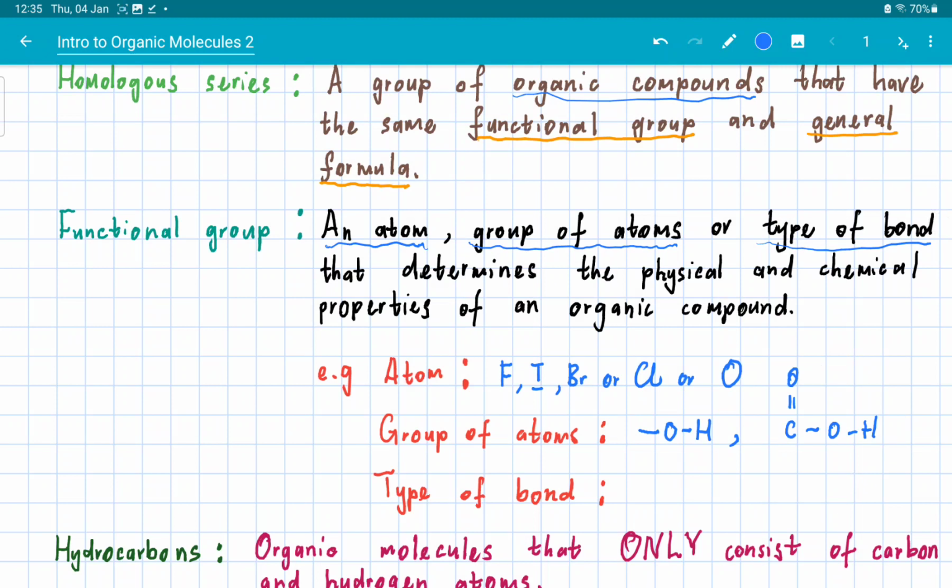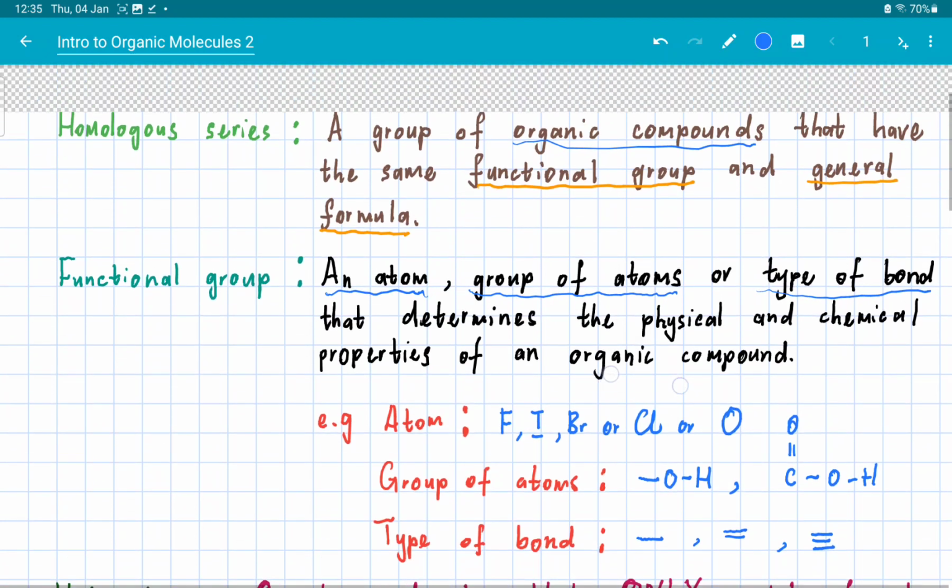And then if it's a type of bond, it will be a single bond between carbon atoms, or a double bond between carbon atoms, or a triple bond between carbon atoms. It's going to change the physical and chemical properties of that molecule, that is color, boiling point, vapor pressure, density, and many other chemical and physical properties.